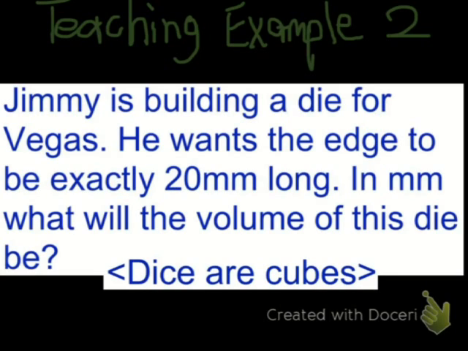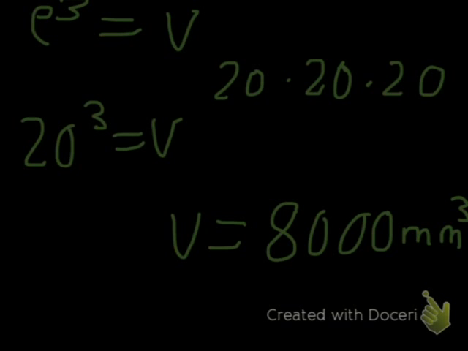Second teaching example. Jimmy is building a die for Vegas. He wants the edge to be exactly 20 millimeters long. In millimeters, what will the volume of this die be? Dice are cubes, by the way. Well, we know that the volume equals edge cubed, and we know the edge is 20, so it's 20 cubed, which is also equal to 8,000 millimeters cubed. Since we're using volume, you have to put the cube there.